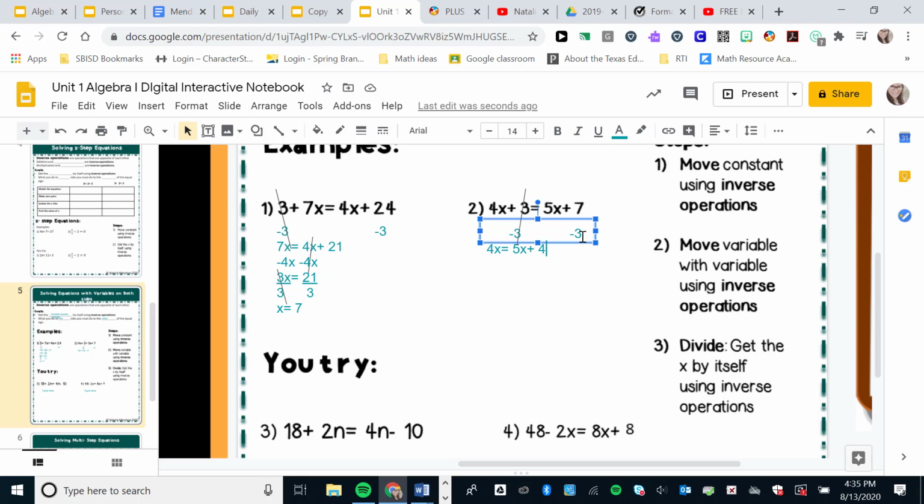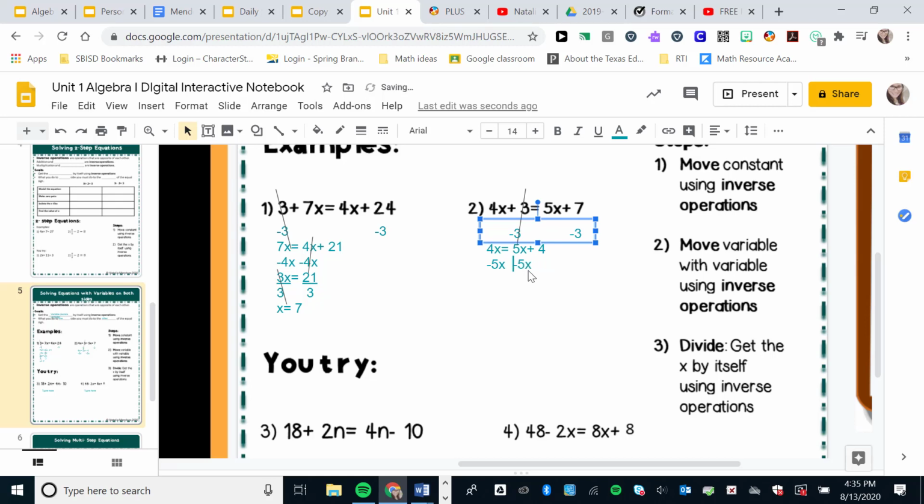All right, so now what do I have to do? So I move on to step 2. Move variable with variable. So I started on my left and I moved right. So now I have to look at my right side and move left. Okay? And I'm looking for the one with the variable, which is this 5x. 5x is positive. So in order for me to move it over, I have to use inverse operation. So that means I have to subtract 5x to both sides. So whatever I do to one side, I have to do to the other side.